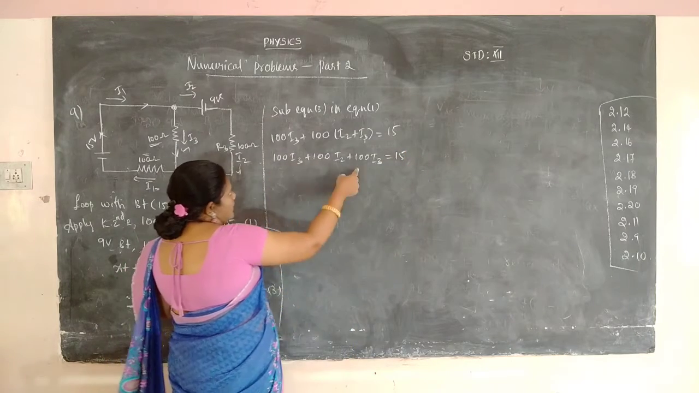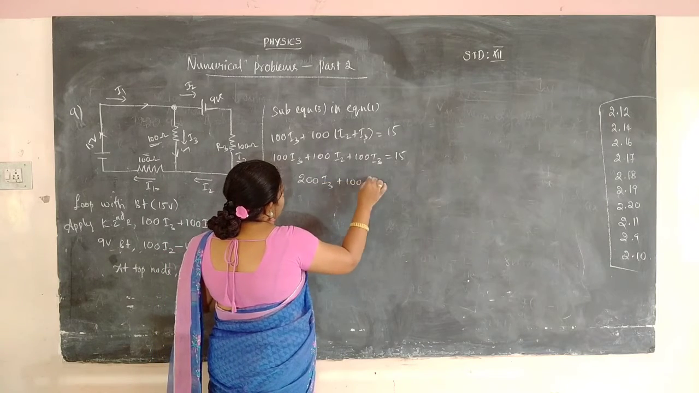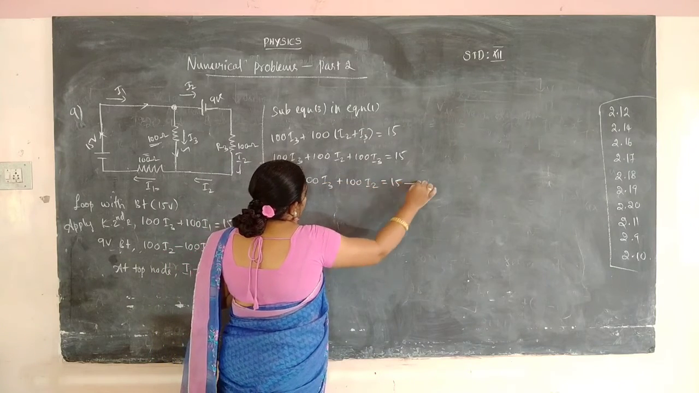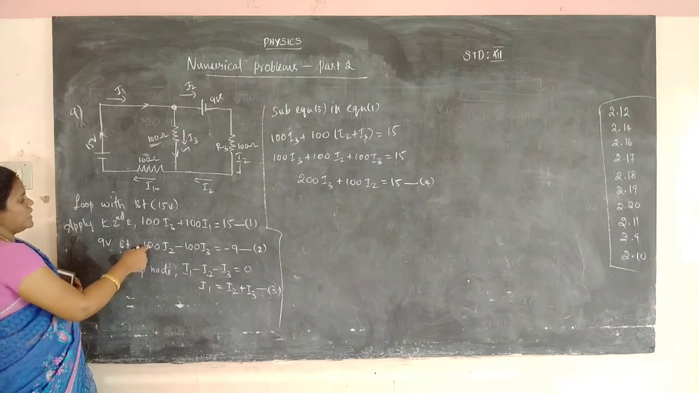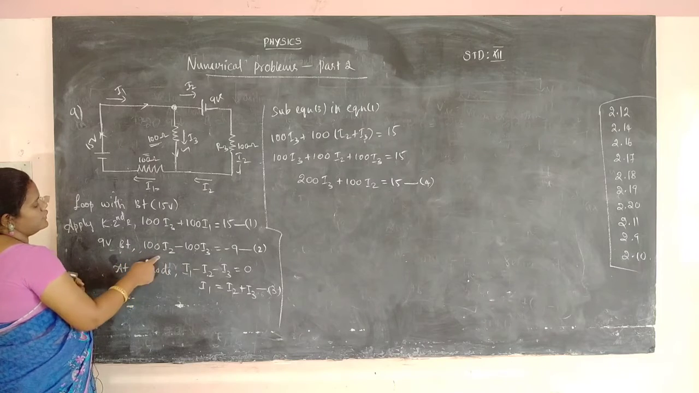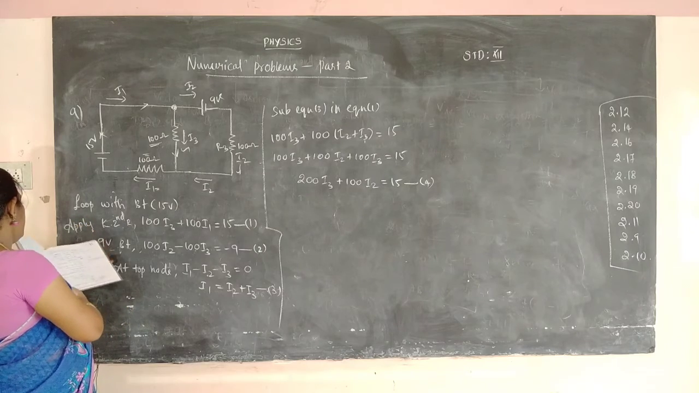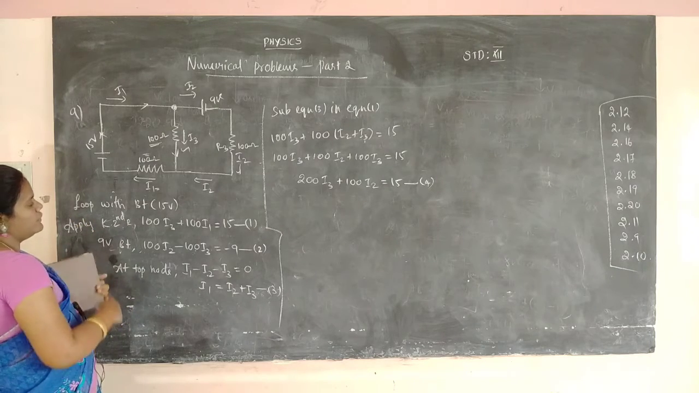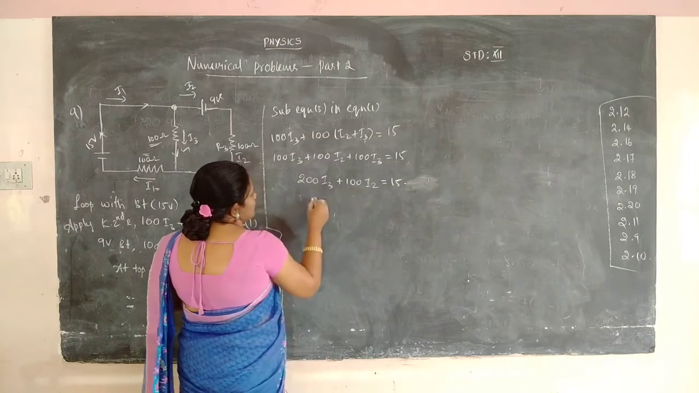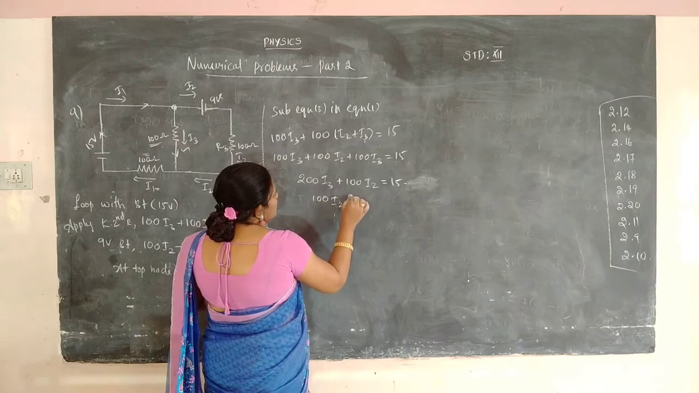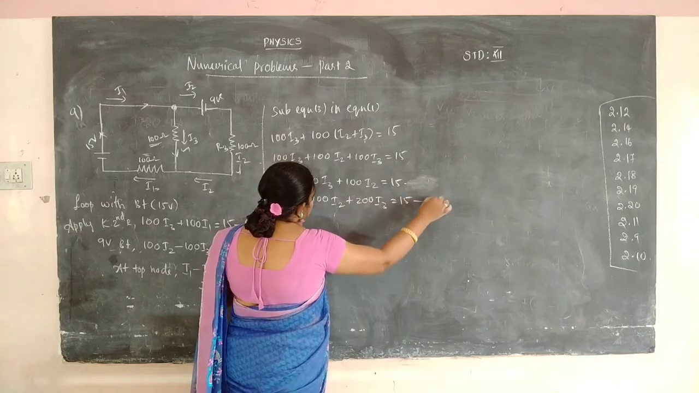Okay. So 100 I3, 200 I3 plus 100 I2 is equal to 15. We have to take the fourth equation. Now we want to solve the second equation, which has I3 and I2, and the fourth equation, which has 200 I3 and 100 I2 is equal to 15. So we replace that fourth equation. It will be taken as 100 I2 plus 200 I3 is equal to 15. This is the fourth equation.